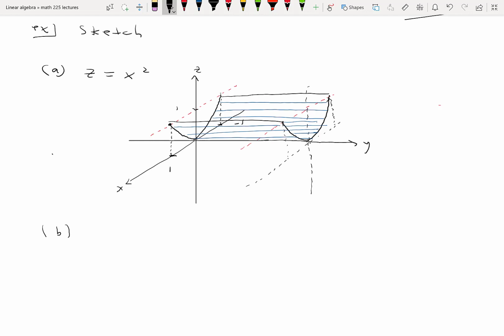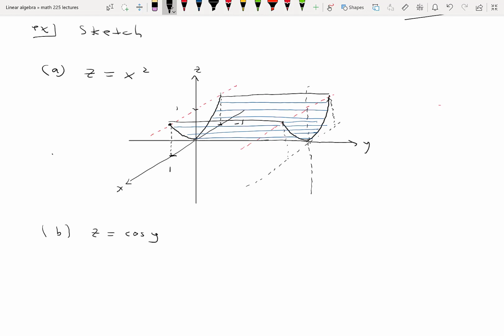Okay, so let's take a look at another one. C equals cosine of y. Okay, now I'm going to start this out with the sentence I said before.